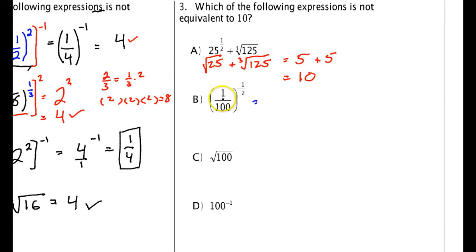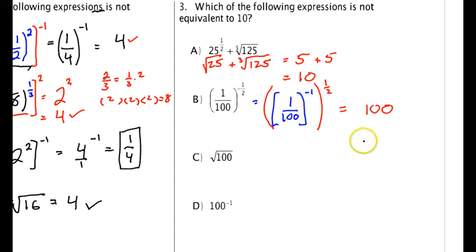Let's do B here. So we've got a negative and 1/2. Since it's a fraction, let's do the negative first. So I'm going to do 1 over 100, right, to the negative 1, and then raise that to the 1/2. Okay, so the negative 1 power, we'll just flip this and make it 100 over 1. Raise that to the 1/2 power, or take the square root of 100. What times the same number equals 100? That would be 10 as well.